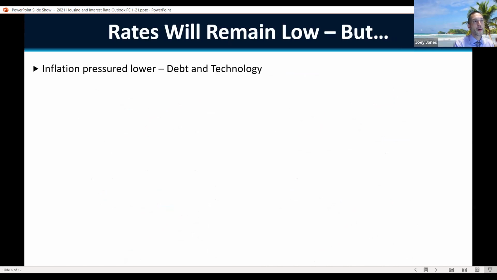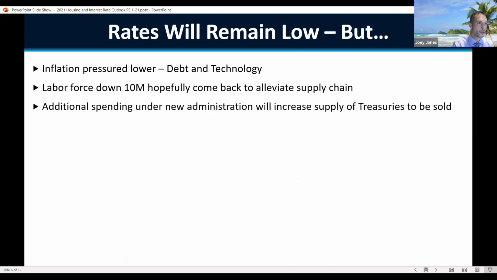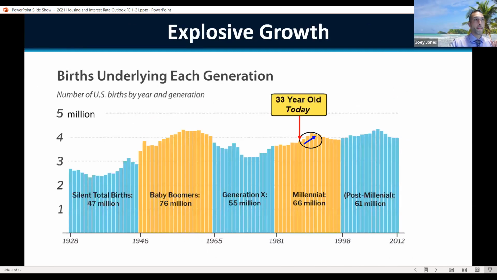Okay, so this is talking about rates to stay low, but with inflation, you've got other things that happened after COVID, the supply chain issues, all this stuff. These are just building up, and this is right: rates likely to bump before going on a downtrend.